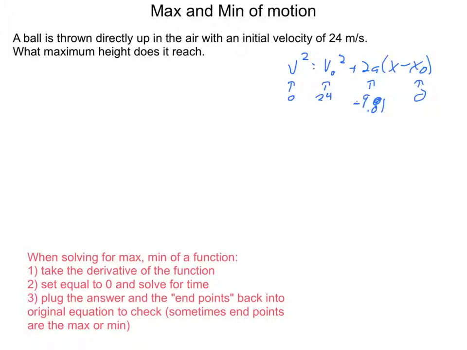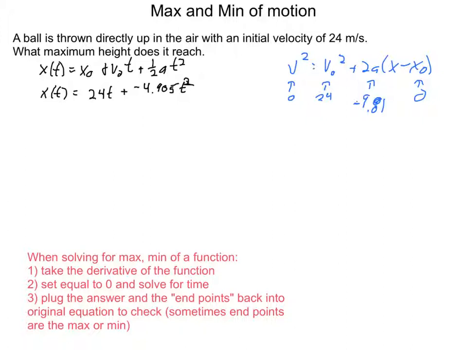Let me show you what I mean with this problem. Really, the motion of this ball is defined according to position by this kinematic equation, right? x equals x naught plus v naught t plus 1/2 a t squared. So whenever I plug in my known values, 0 for x naught, 24 for v naught, negative 9.81 for a, so 1/2 times negative 9.81 gives me negative 4.905, I have this equation for the position of the ball.